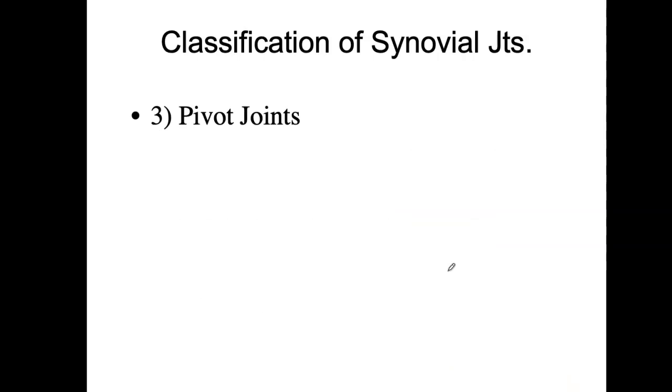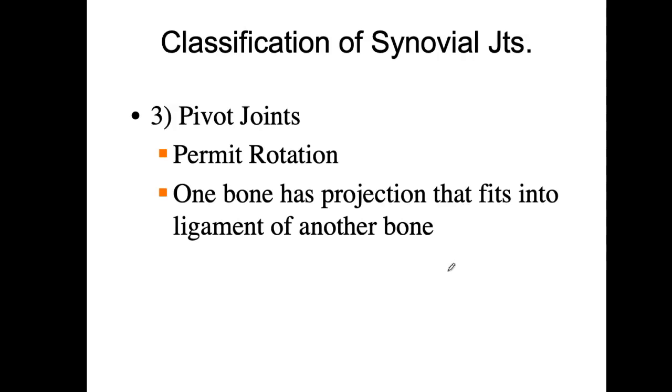Okay, what else? A pivot joint. What's that? And can you imagine one? What part of the body would have a pivot, a place where you can pivot two bones? It's going to permit rotation, and usually one bone has a projection that fits into the ligament of another bone so that they don't fall off each other. And the really good example of that is the atlas and the axis. C1, C2.